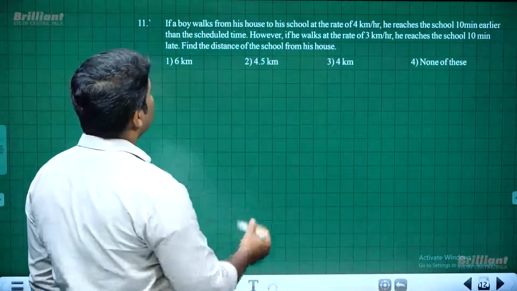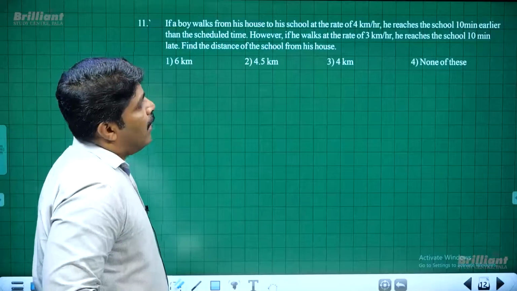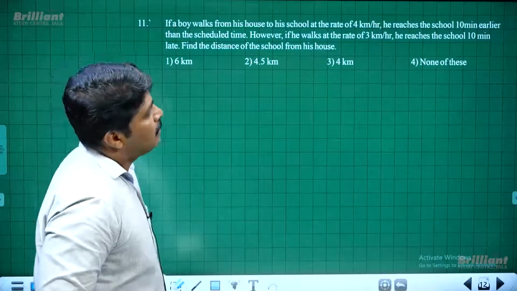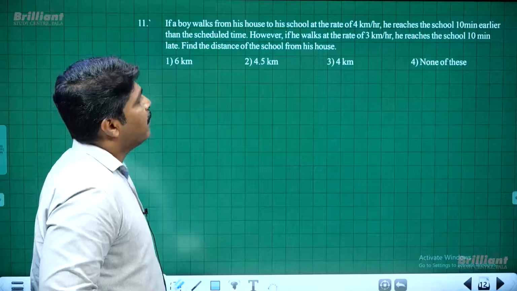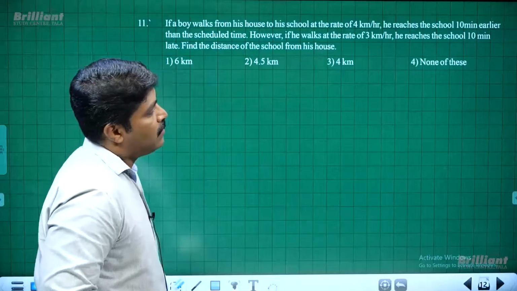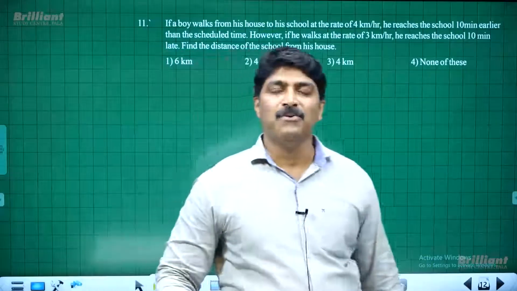Here, the question is: if a boy walks from his house to his school at the rate of 4 km per hour, he reaches the school 10 minutes earlier than the scheduled time. However, if he walks at the rate of 3 km per hour, he reaches the school 10 minutes late. Find the distance of the school from his house.